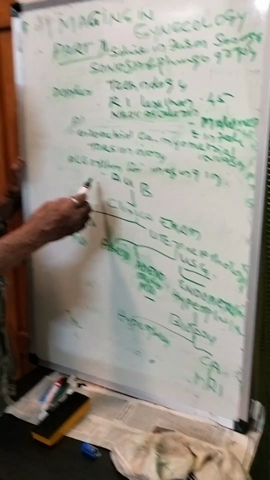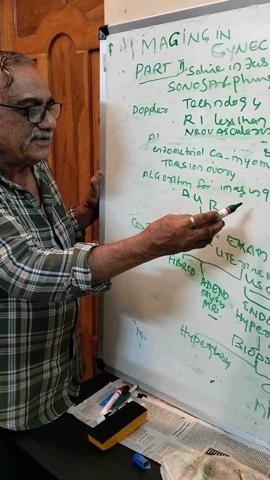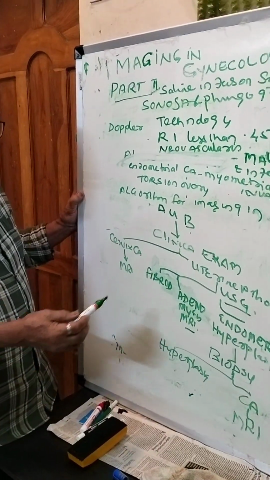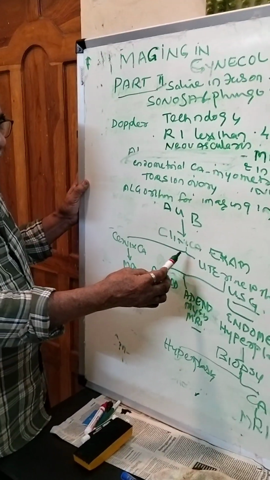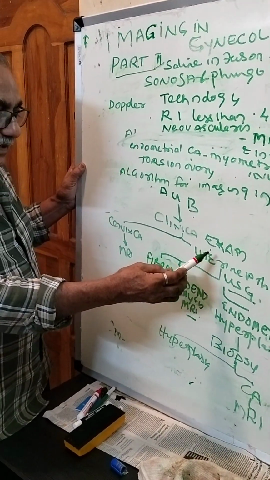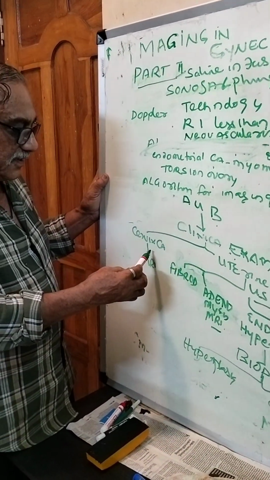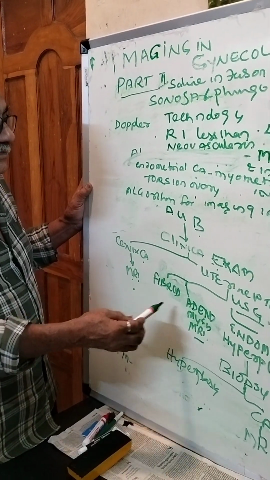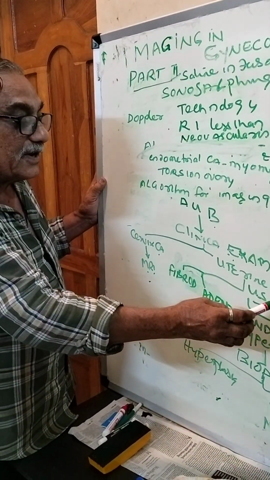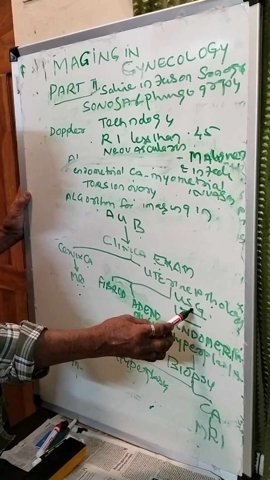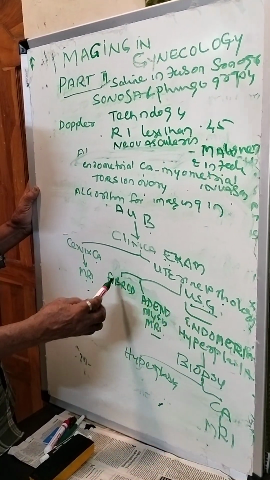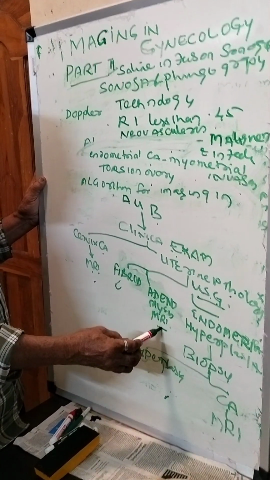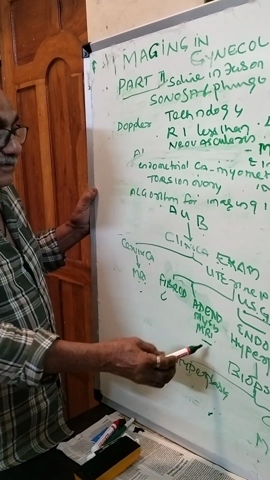Now coming to the algorithm for imaging in case of abnormal uterine bleeding. In case of abnormal uterine bleeding, clinical examination is done. If it shows carcinoma cervix, MRI is done. Suppose it shows other uterine pathology, ultrasound is done, USG. If it shows fibroid, then treatment follows. If it is adenomyosis, to confirm it, MRI is done.